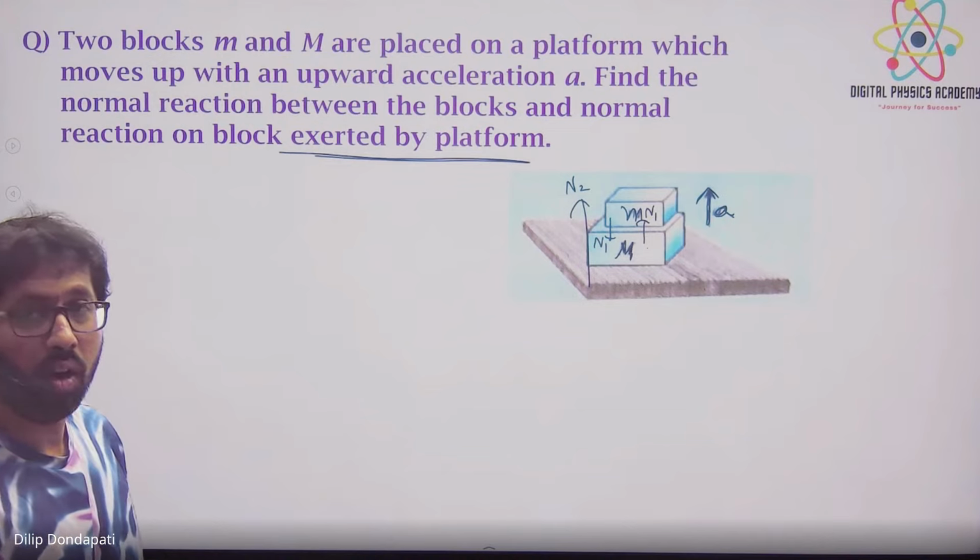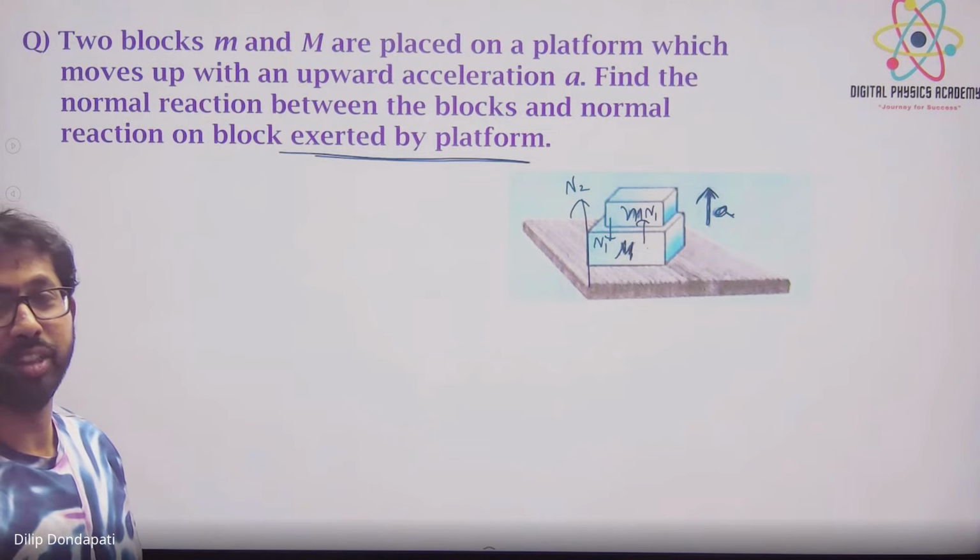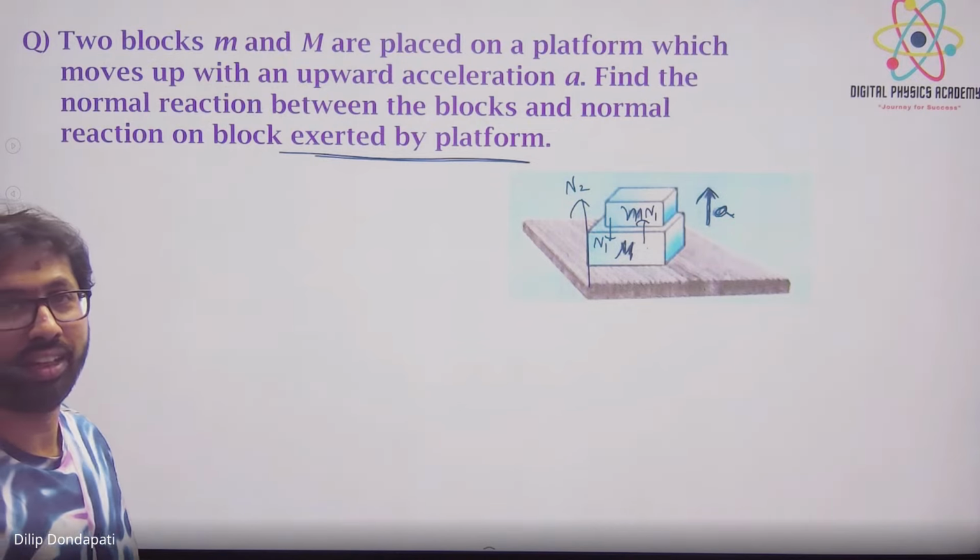Until now, in all concepts we are using net force equal to ma. If you know these things, then only constant motion, spring force, everything will come. If not, you're in trouble.